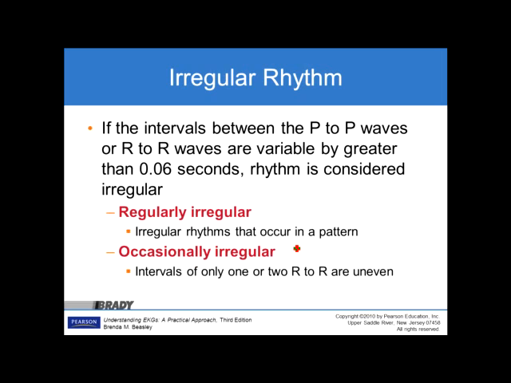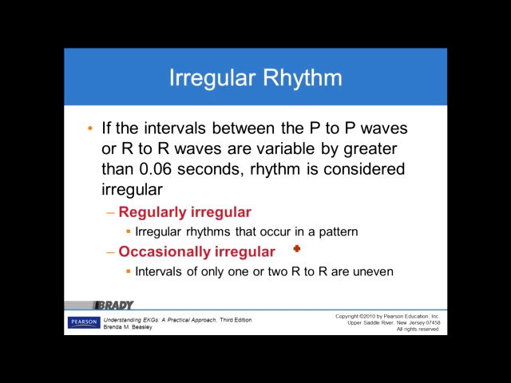A regularly irregular rhythm is an irregular rhythm that occurs in a pattern. This is going to be things like atrial flutter or a heart block, where you can see a specific pattern again and again, or it can even be something as small as a PAC, a premature atrial complex. But if it's coming regularly, then it would be regularly irregular.